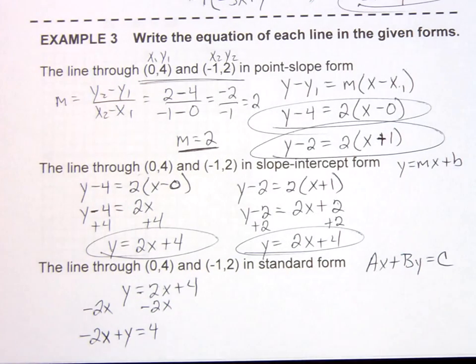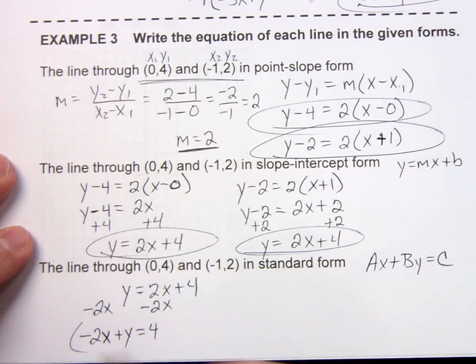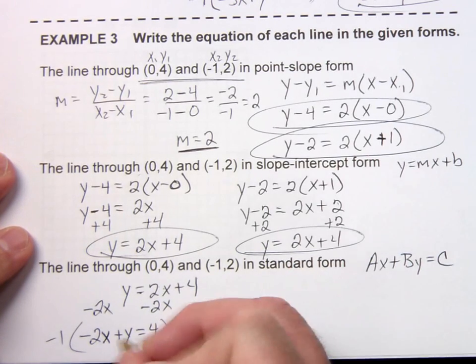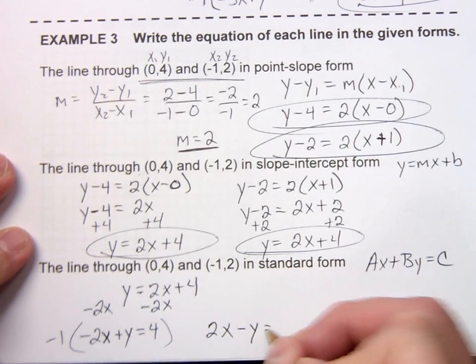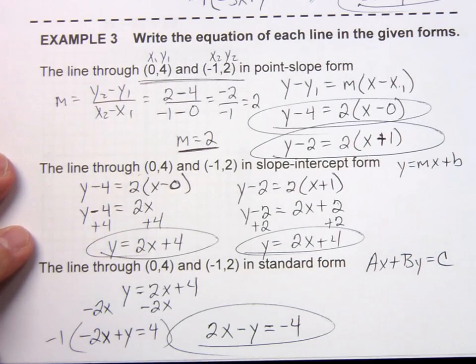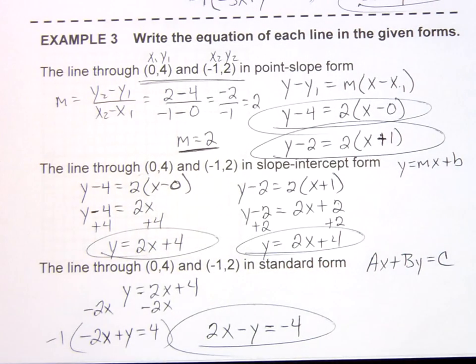And then remember, once you have it in this order, we're checking 2 things. We want to make sure a, b, and c are all whole numbers. And we also want a to be positive. So if a is negative, I am going to multiply everything by a negative 1 and just change all the signs. So that will become a positive 2x. That will become a negative y. And that will become a negative 4. And there's your equation in standard form, ax plus by equals c.